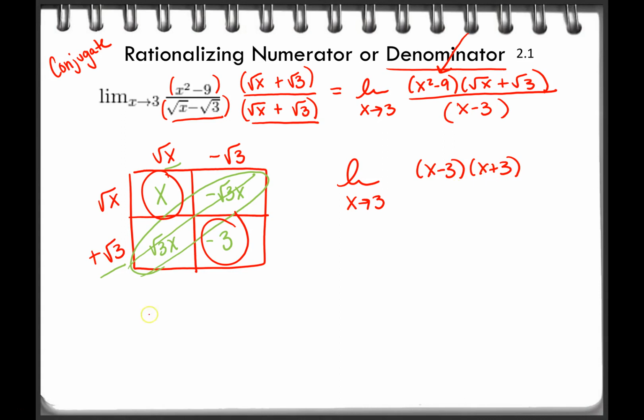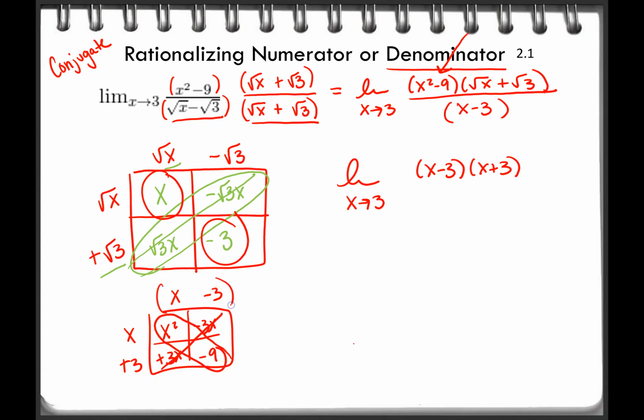You could try foiling that out or doing the box method, and you would see, in this case, you get an x squared minus 3x plus 3x minus 9. These two things cancel, and x squared minus 9 is the same thing as x minus 3 times x plus 3. And don't forget, I still need to write this expression, which is the square root of x plus root 3, and that's all going to be over x minus 3. Next thing that happens here is that our x minus 3's cancel.